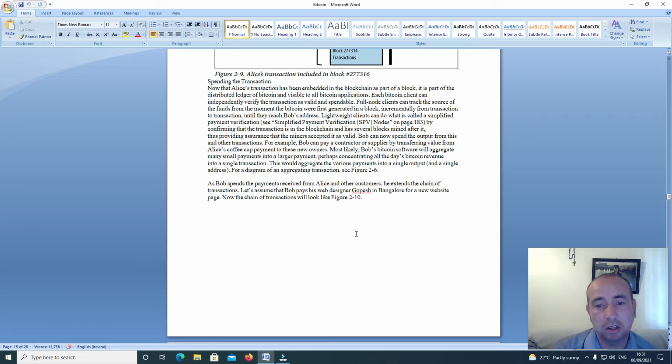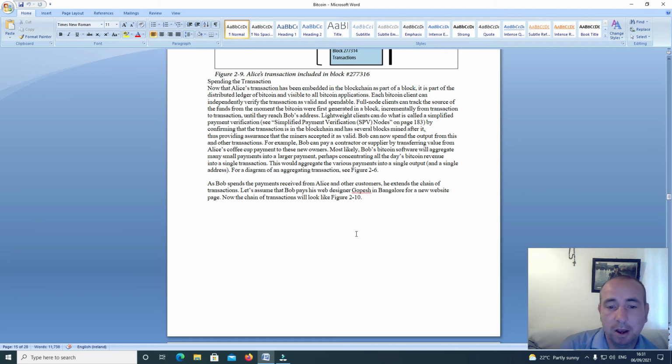Lightweight clients can do what is called simplified payment verification. See Simplified Payment Verification (SPV) notes on page 138. By confirming the transaction is in the blockchain and has several blocks mined after it, this provides assurance that the network has accepted it as valid. Bob can now spend the output from this in other transactions.